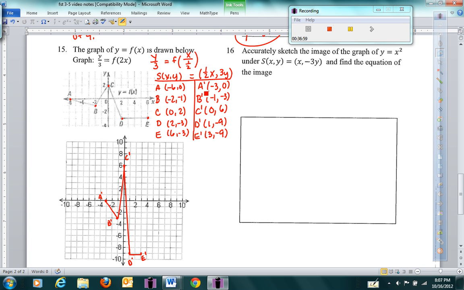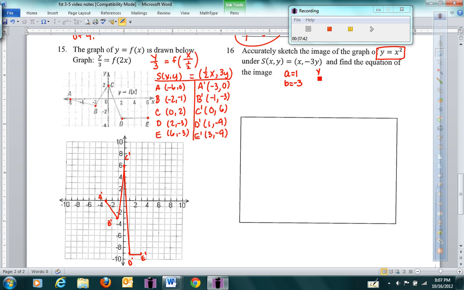Okay. Number 16 says we want to accurately sketch the image of the graph of y equals x squared under this rule. All right, and then it says find the equation of the image. So let's do that. Let's find the equation of the image. The A value is 1 and the B value is negative 3. We're going to apply it to this.